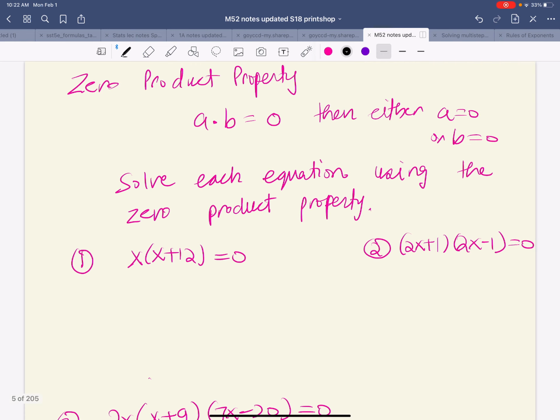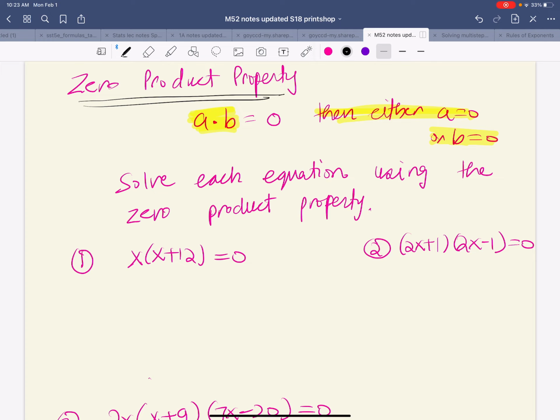Okay, next we will talk about zero product property. Zero product property says if the product of two expressions, the product of two terms, is 0, then one of them must be 0. So it's definitely that either A is 0 or B is 0. If A times B is 0, then either A is 0 or B is 0. One of them must be 0. Okay, so if the product of two things is 0, one of them must be 0. Now, this is only true if your right-hand side is 0, okay?